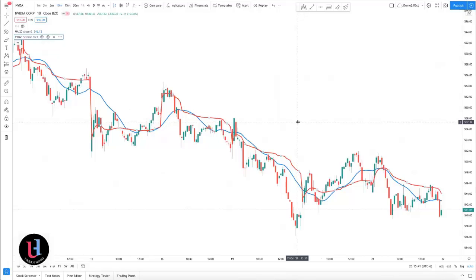So the indicators will come in the next class. All the indicators like MACD, RSI, moving averages, everything will go in the next class. Okay. Do we have any questions?